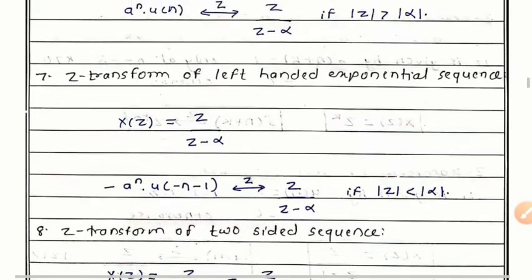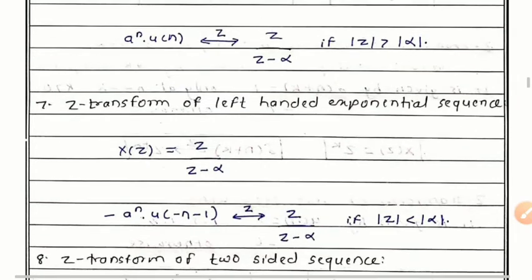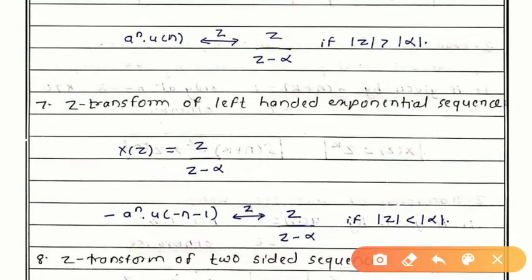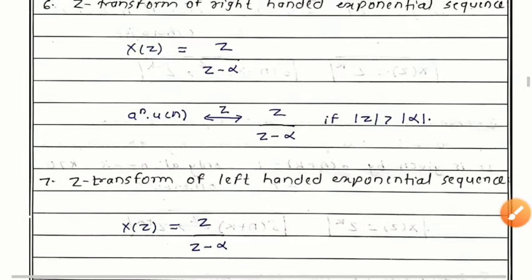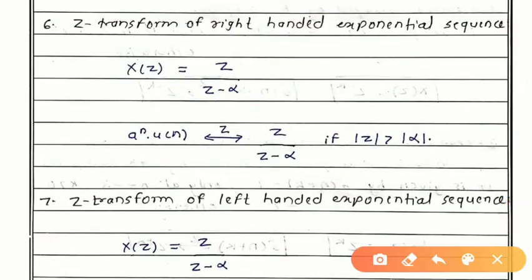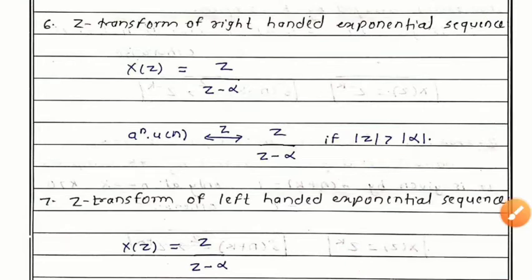There is one small difference if you observe this. For the left-handed sequence, the condition is that mod of z should be less than mod of alpha, and for the right-handed sequence, the condition is that mod of z should be greater than mod of alpha. This is the small difference between the left-handed and right-handed exponential sequences. So please remember it.